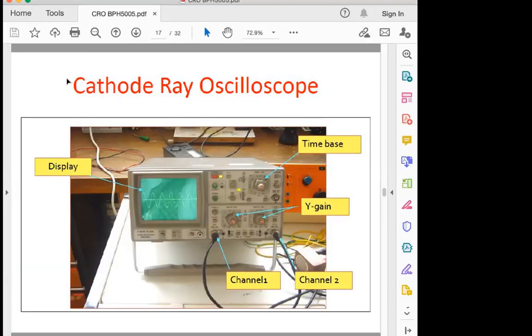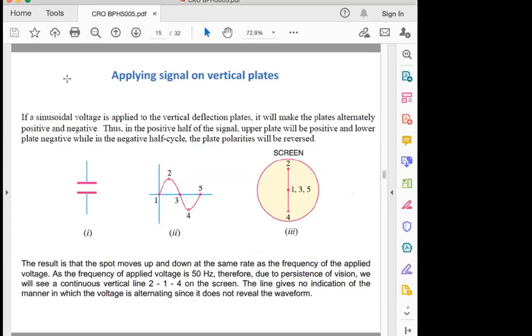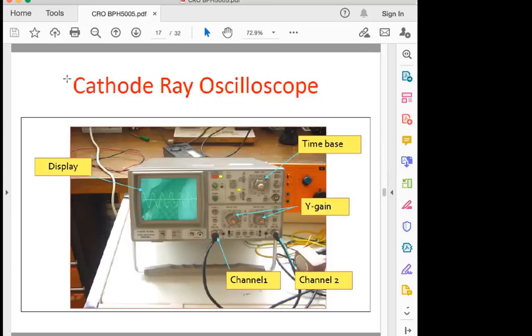As of now, we have discussed deflection sensitivity, and now we are talking about the operational part of the CRO: how does it work, and how do we use it. We talked about the role of horizontal plates and vertical plates, and why we need a constant velocity on the horizontal side to see a proper signal. And now we are looking at the instrument, how the CRO looks.